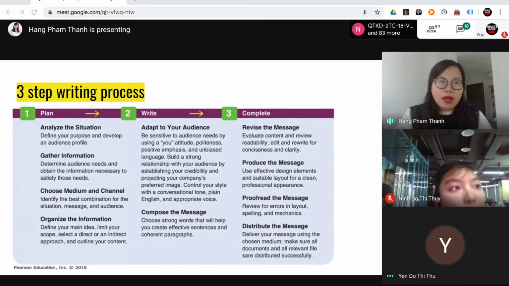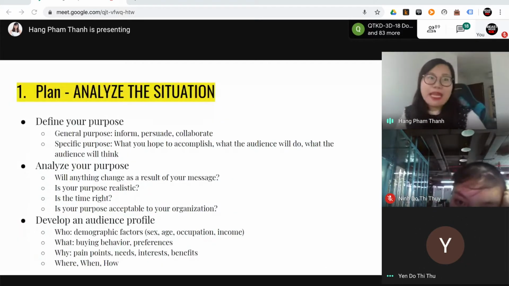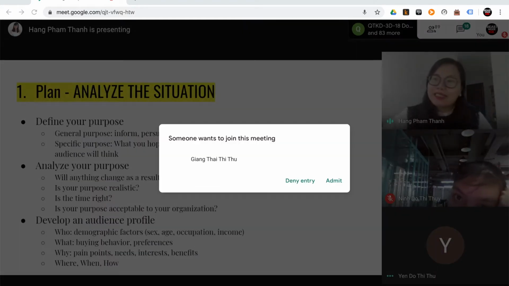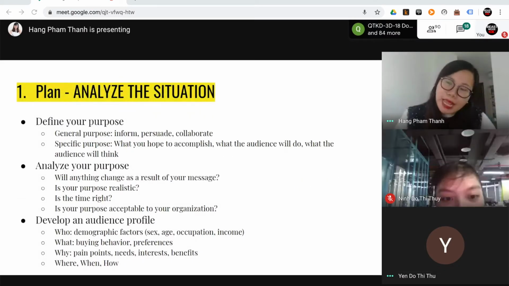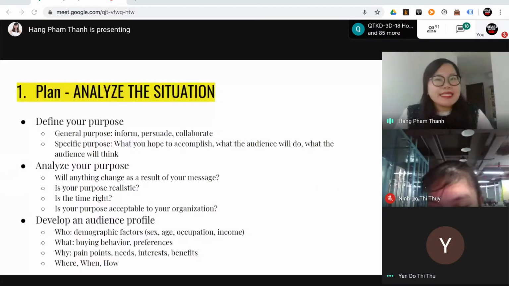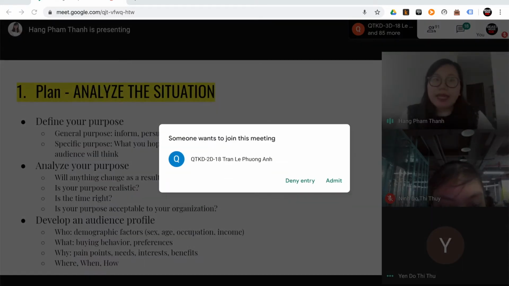Okay, so the first step in planning is to analyze the situation. In order to analyze the situation, you will first define your purpose. What is your purpose? Then analyze your purpose in greater detail, and then develop an audience profile.